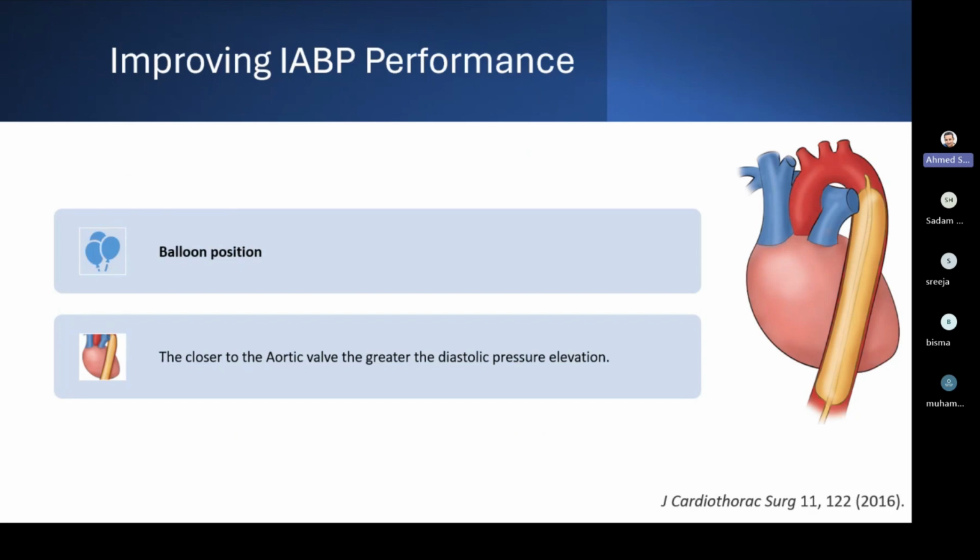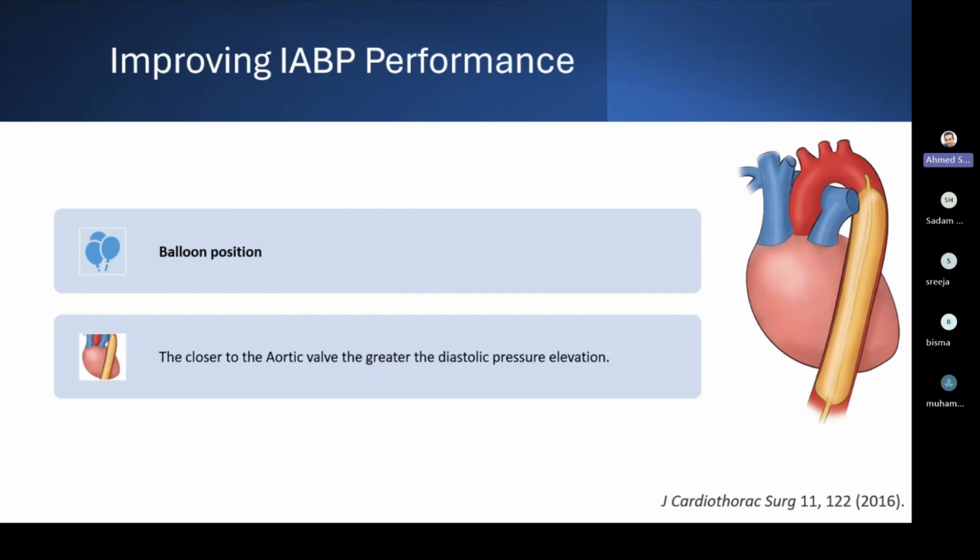And the next factor is the balloon position. If the tip of the intra-aortic balloon is more proximal, or closer to the aortic valve, this will maximize the diastolic augmentation.